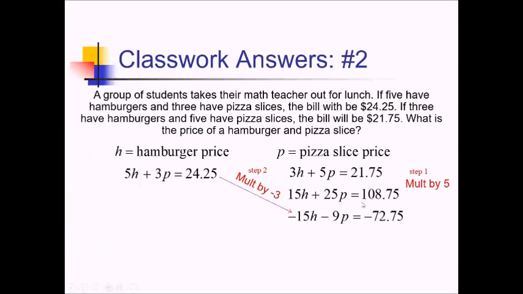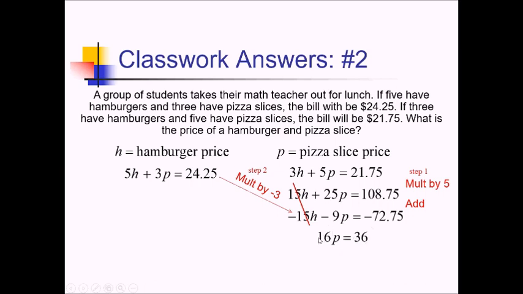And at this point, I can just add these two equations together to cancel out those 15H's. So on the left side, we have 25P plus negative 9P, giving us 16P. And over here, we have 108 plus negative 72.75. You could use a calculator, but these 75s are going to be going away. We really just have 108 minus 72, which is, let's see, 36.